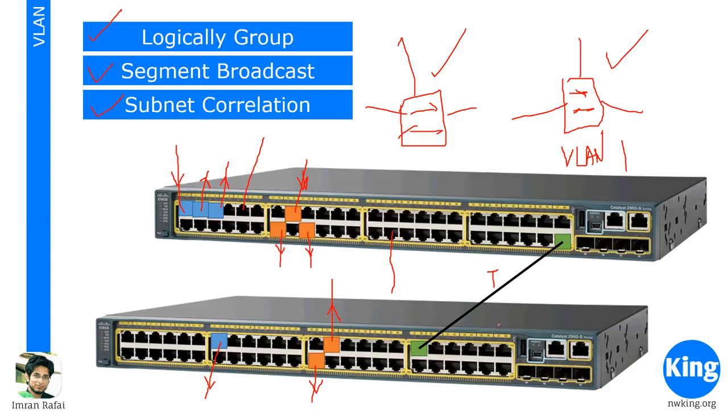Now we also spoke about encapsulation. There are two encapsulation methods. One is .1q. Whenever you make a trunk, you have to give an encapsulation. The encapsulation protocol .1q is an open standard, part of the IEEE, and there is another protocol called ISL, or Inter-Switch Link, right?